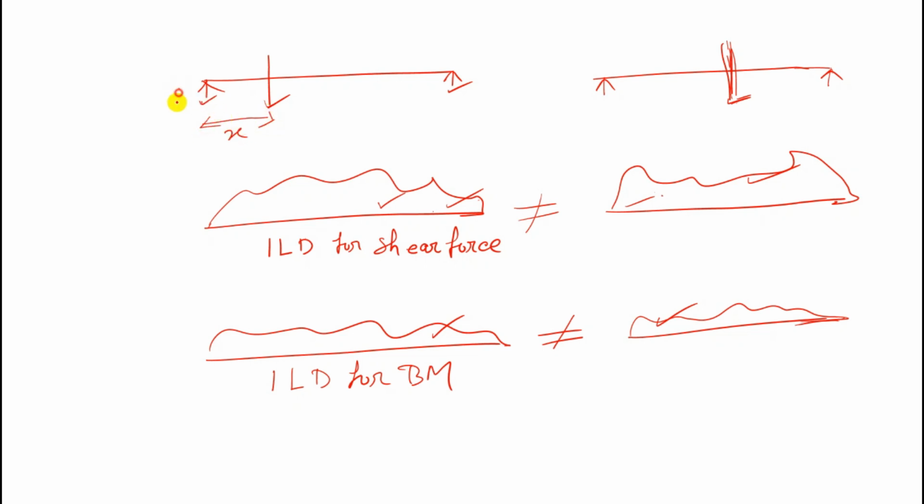So from point A, the position of the section is distance x from the point A, and for this case, say this is the x1. So for this case, the position of the section is x distance from point A. For this case, the position of the section is x1 distance from the point A. So this is totally different.